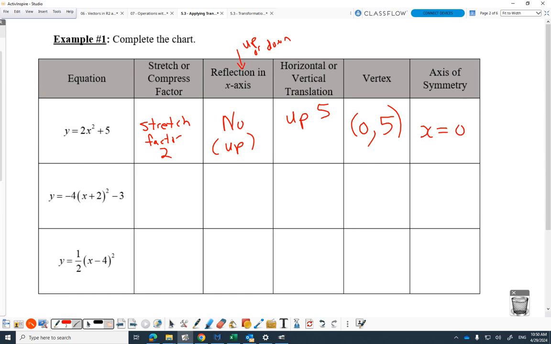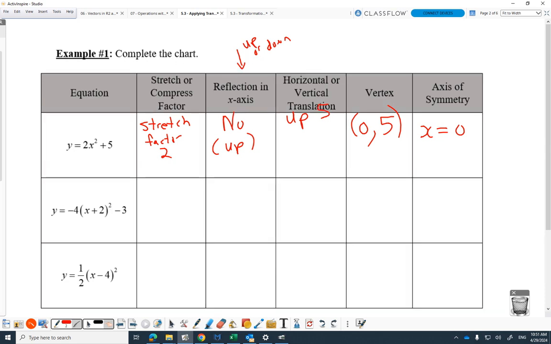Let's do a harder one that will probably be easier for you. It's almost easier when all the numbers are there. Then if you had trouble with the first one, look back at it and see. Is it a stretch or compress? If I'm multiplying by 4, am I stretching it or compressing it? Does multiplying by 4 make numbers bigger or smaller? Bigger. So this is a stretch factor 4.